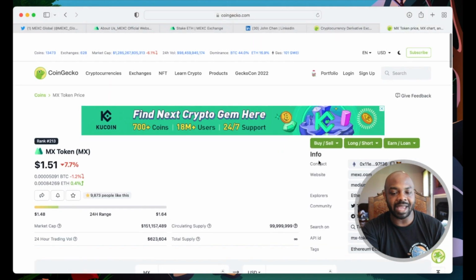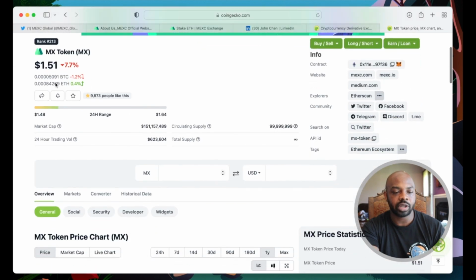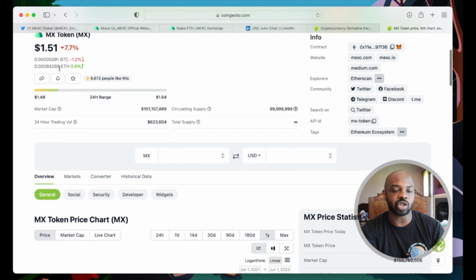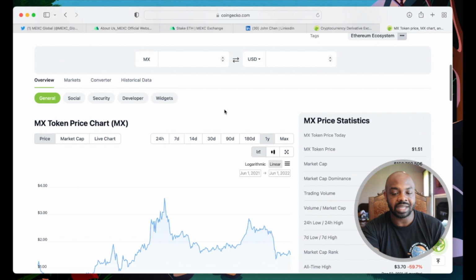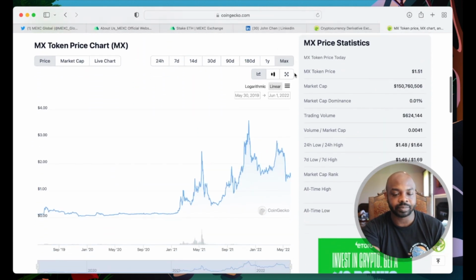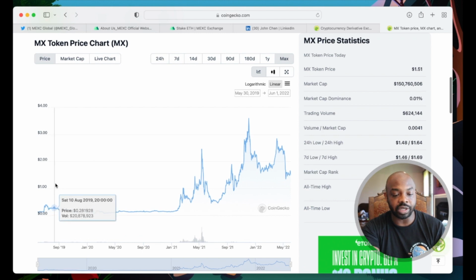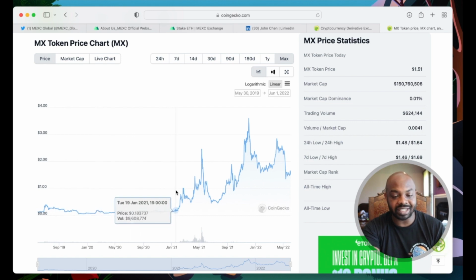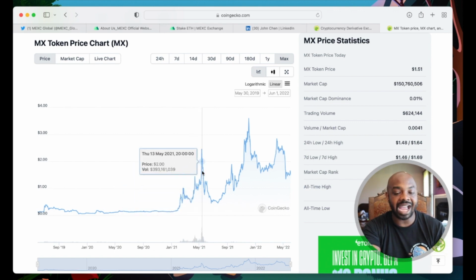And last but not least, their token. Their token is MX. I looked them up on CoinGecko. Right now, their token is $1.51. I just want to look at the last year, but let's just do the max. This looks very good, yo. Because look, the coin started off at 16 cents or close around there. You went from 16 cents, jumped up, so you had a little bit of growth, went down, and came even higher.